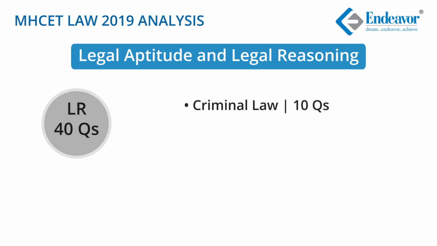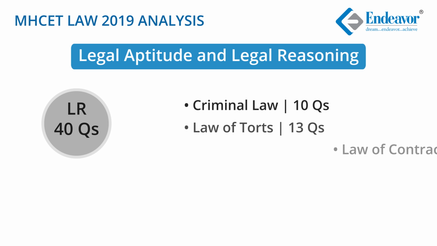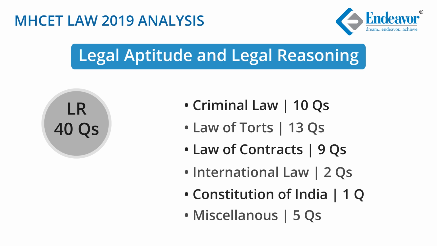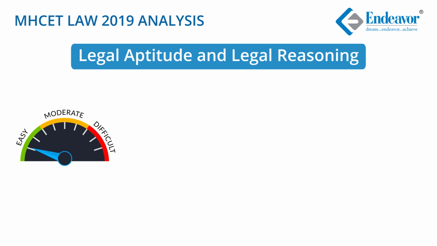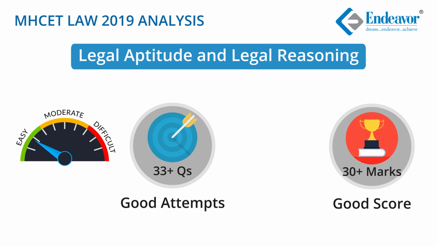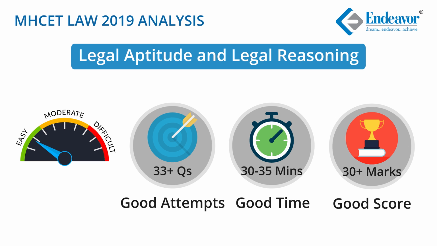10 questions from criminal law, 13 from law of torts, 9 from law of contracts, 2 from international law, 1 from Constitution of India and 5 from miscellaneous areas. Overall, the legal aptitude was easy and a good number of genuine attempts would be 33 plus, and a score of 30 would be considered a good score. Ideal time should be around 30 to 35 minutes.